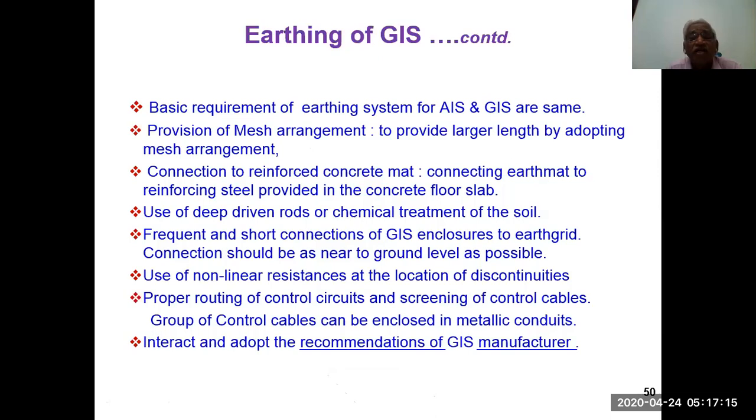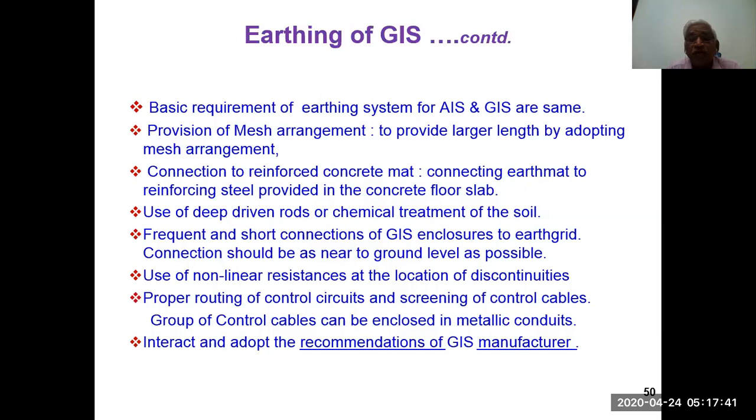GIS, earthing of a gas insulated substation. Basic requirements of an earthing system for AIS and GIS are the same. Provision of a mesh arrangement to provide a larger length of conductor, adopting a mesh arrangement. Connection to reinforced concrete mat. Connecting the earth mat to reinforced steel provided in the concrete floor slab is also important in this case.